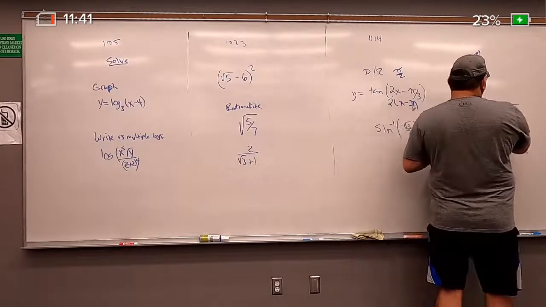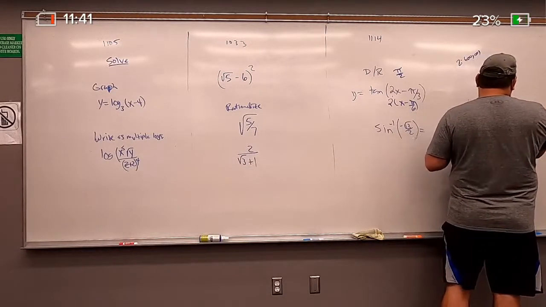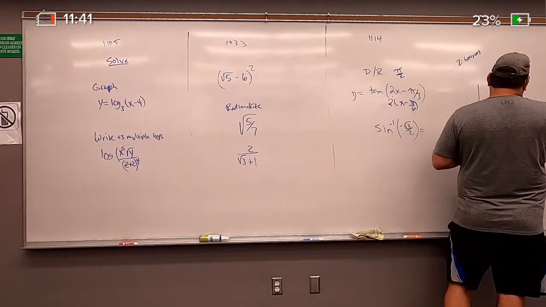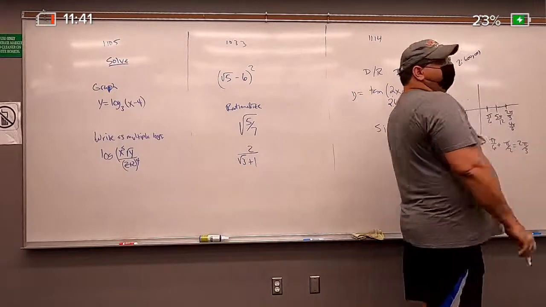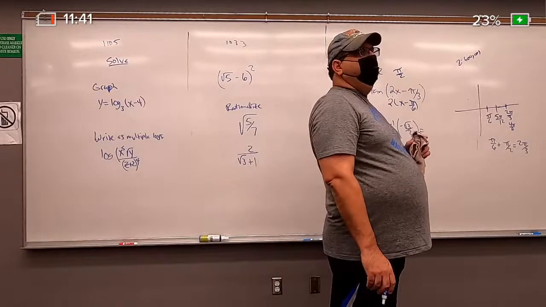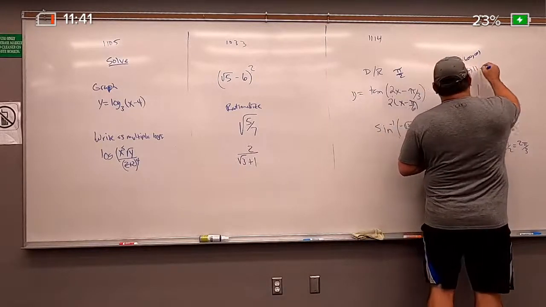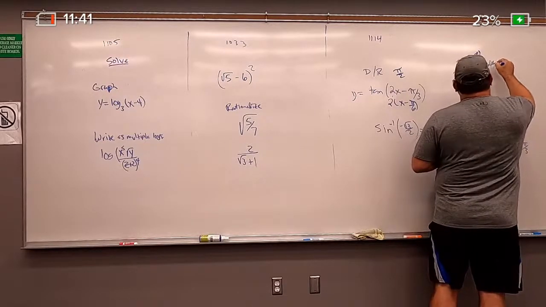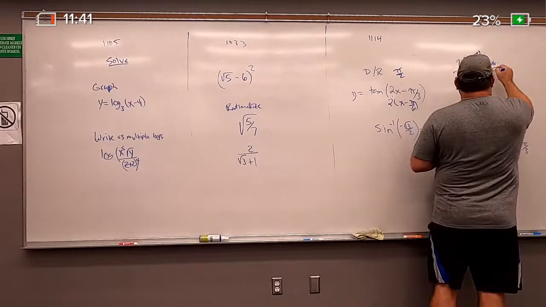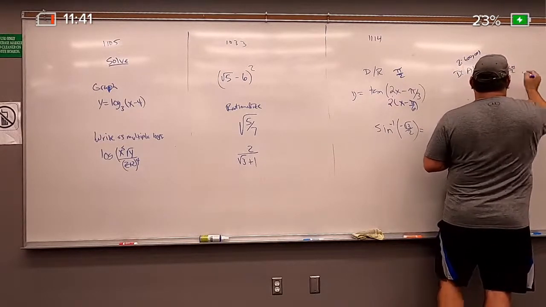The first asymptote would be halfway between pi over 6 and 2 pi over 3, which is 5 pi over 12. And then it's going to carry on every pi over 2 after that. So the domain is all reals except 5 pi over 12 plus k pi over 2.